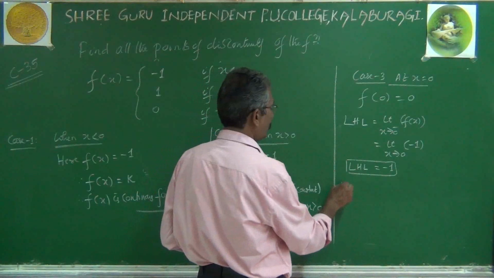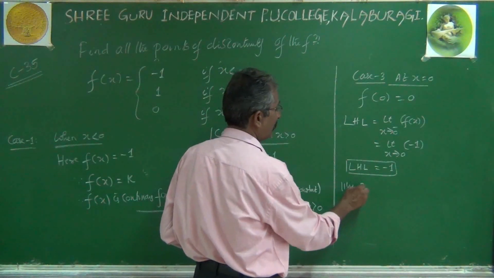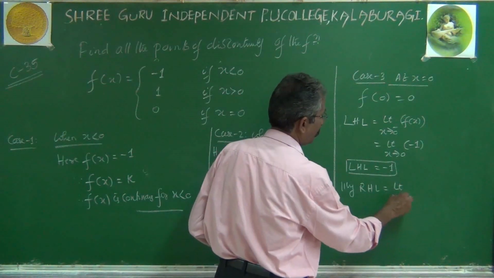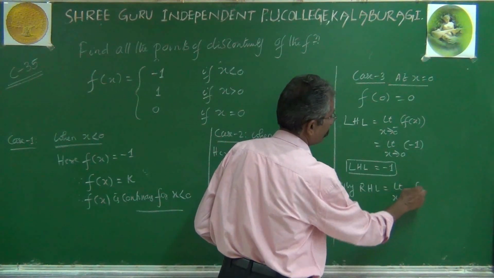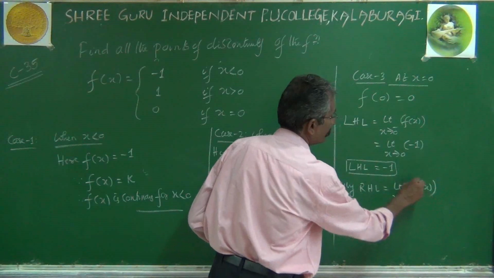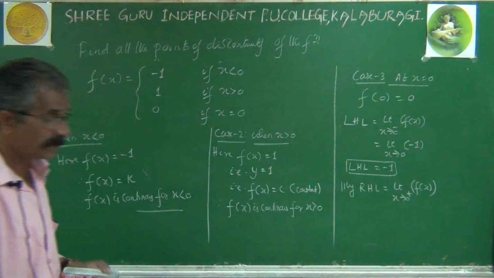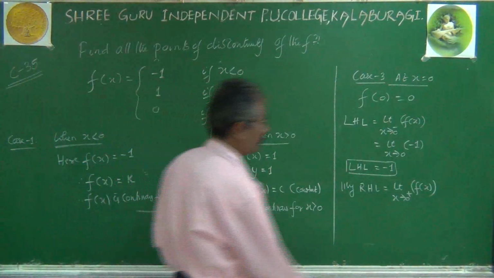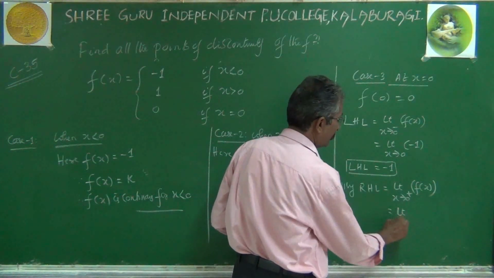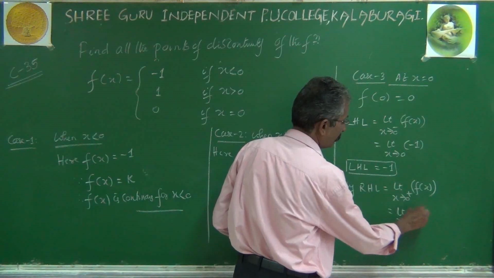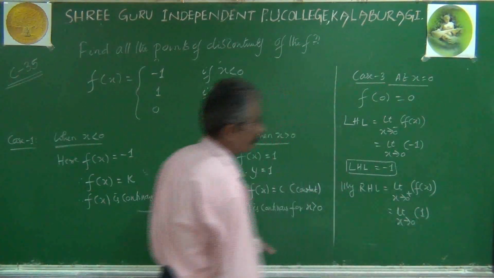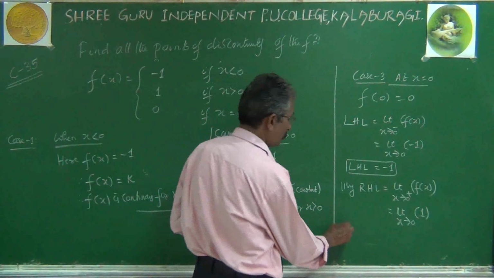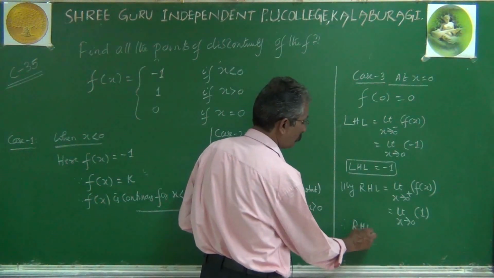Very similarly, we can find that the RHL is the limit as x tends to 0 plus of f of x. What is the meaning of 0 plus? More than 0. When x is more than 0, the function value is 1. So the limit as x tends to 0 of 1, but the limit of a constant is constant, so RHL equals 1.